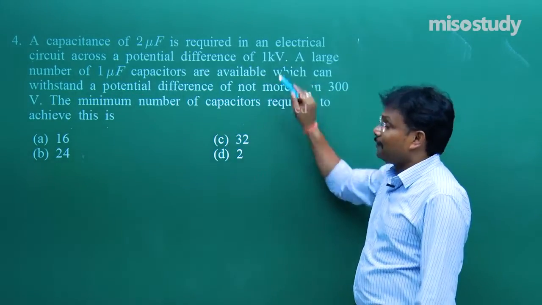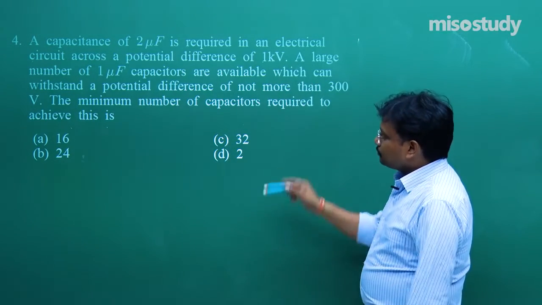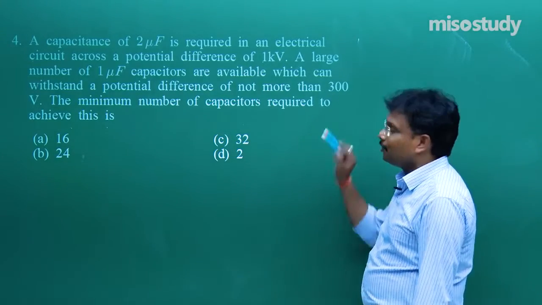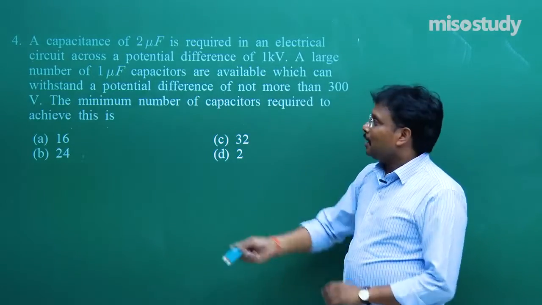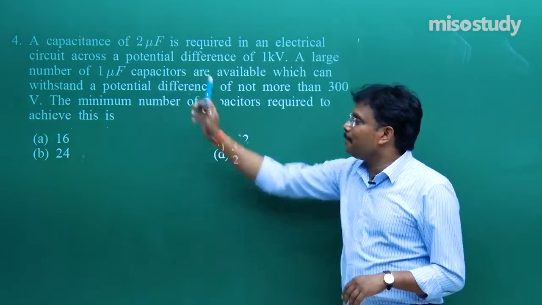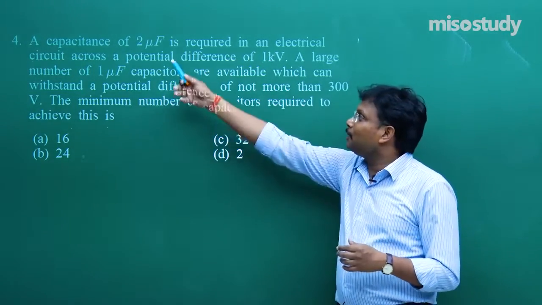No, that will definitely change this voltage. Then, which can withstand a potential difference of not more than 300? See the condition: 1000 kilovolt is available, 1 microfarad, large number of capacitors. You said, okay, I will pick 2, add them in parallel formation, and get 2 microfarad.